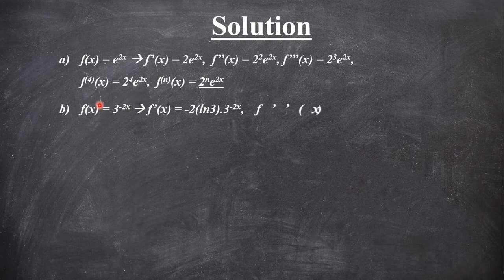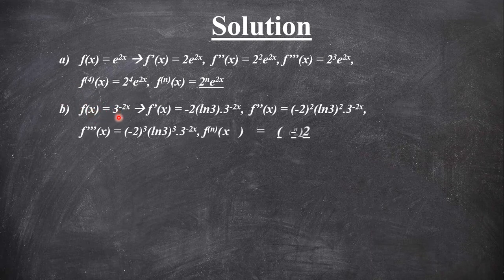For b, f of x equals 3 to the power of negative 2x, which implies that the first derivative of this function will be negative 2 ln 3 times the function itself, that is 3 to the power of negative 2x.